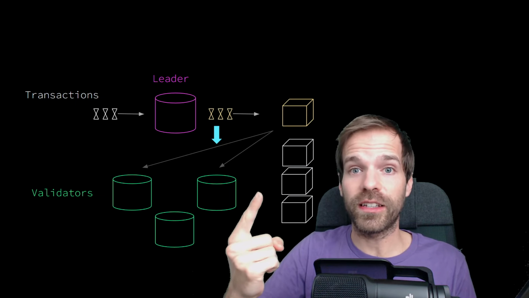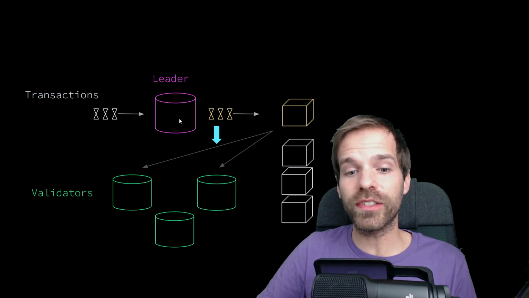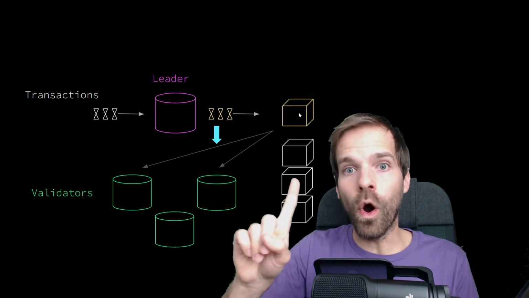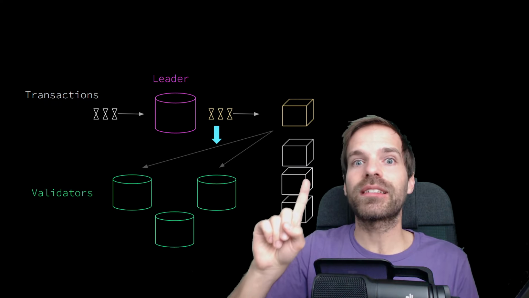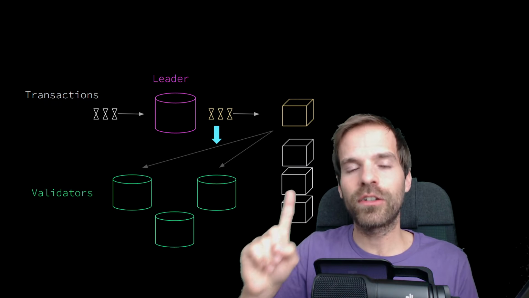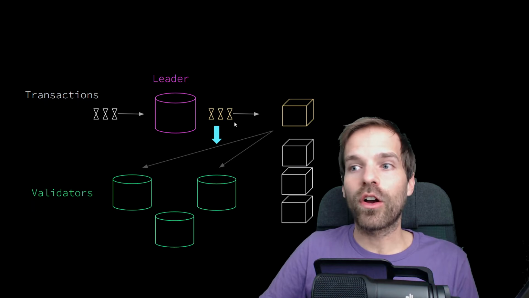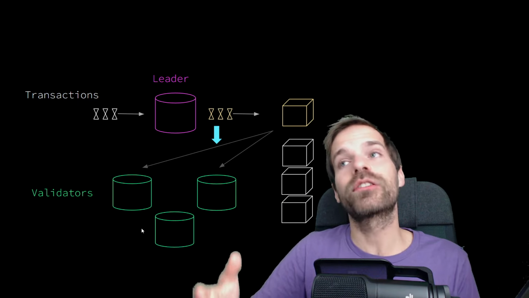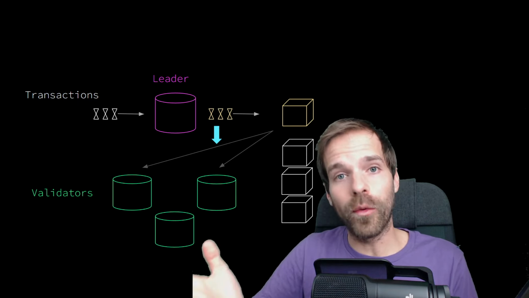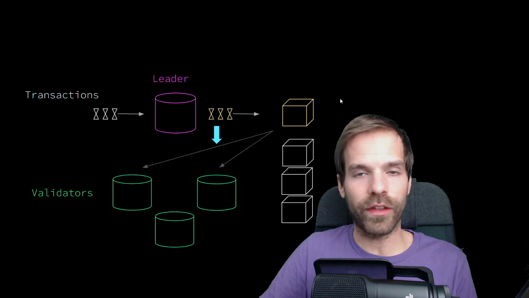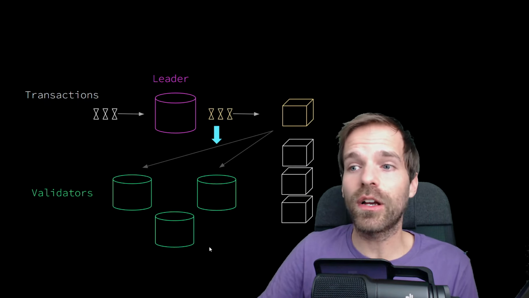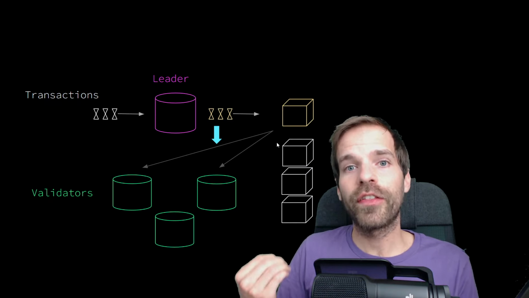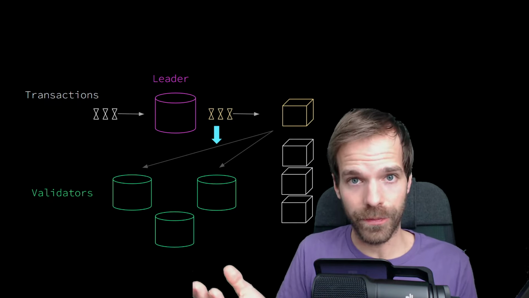Number one, processed. The transaction has been processed by a leader and put into a block. So one validator has accepted this transaction. That's the commitment for processed. Then confirmed, you get once 2/3 of all validators by stake weight have confirmed this block where the transaction is in. So if 67% of stake weight have voted that the block is valid, we've reached the commitment level of confirmed. That's the second step.